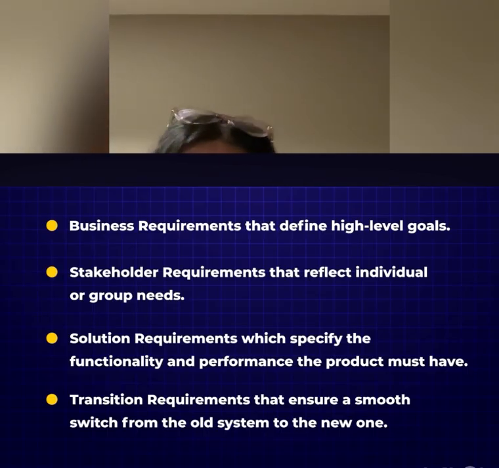Second is stakeholder requirements, which capture the needs of specific users, teams, or departments. Third are solution requirements, which describe the functionality and performance of a system, that is, what the system must deliver. And finally, transition requirements, which help the organization move from the old system to a new one smoothly.